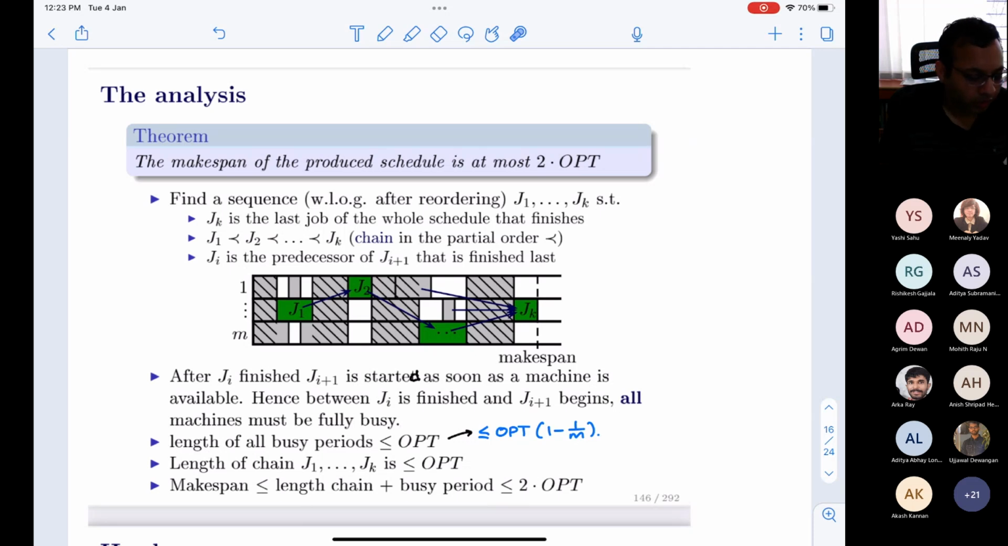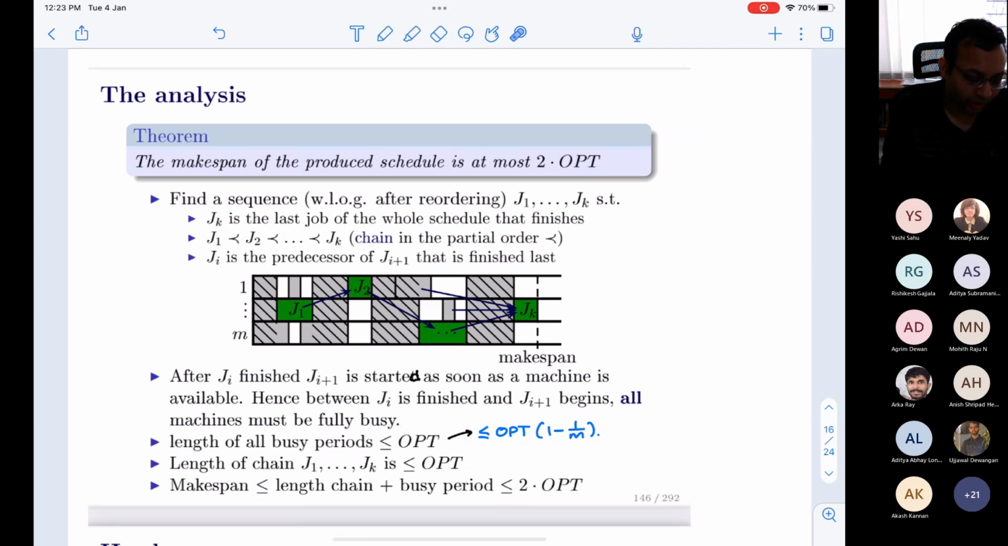Okay, so the proof is this. Let's consider some sequence of jobs, J1 to JK. And JK is the last job of the whole schedule that finishes. So maybe this is the last job. When JK finishes, this is the makespan that we have. So what properties can we have? So one thing is, JK has dependency on some jobs. There's some partial order that is there.